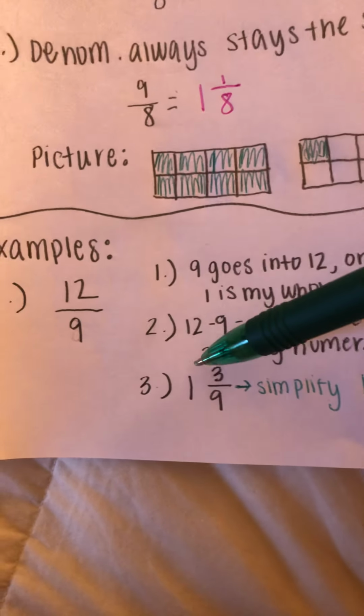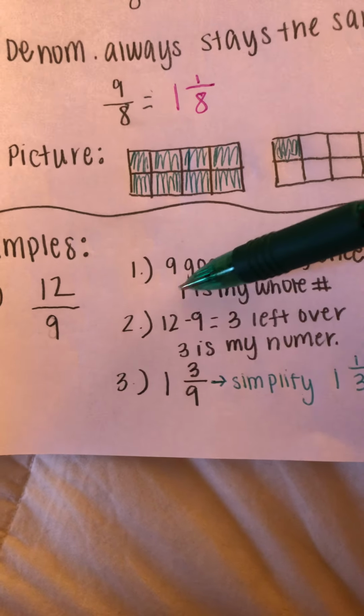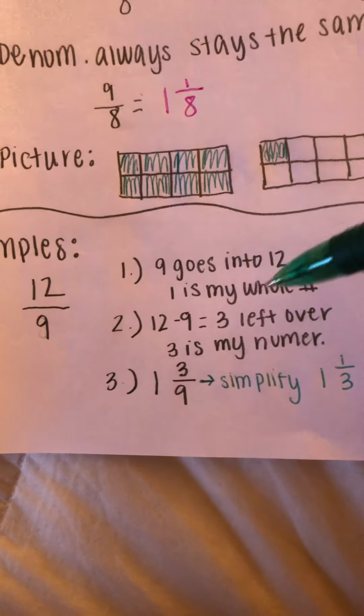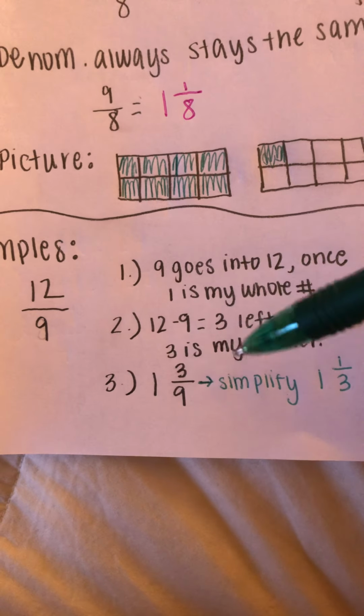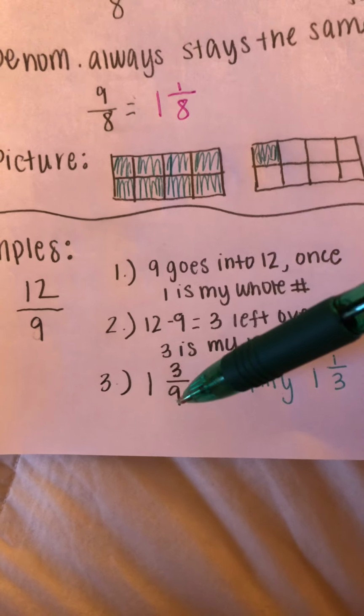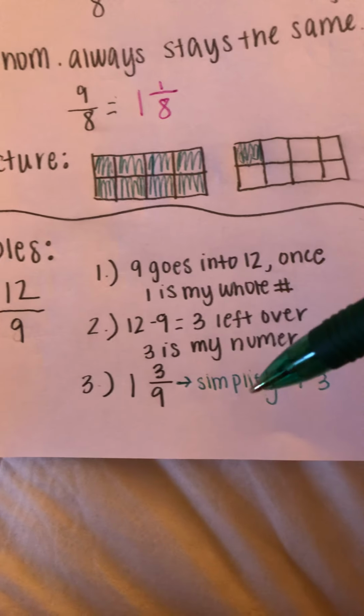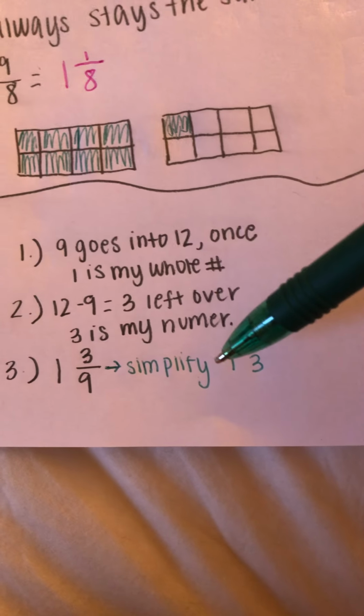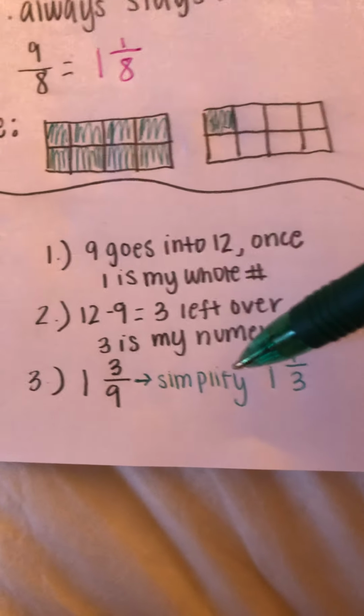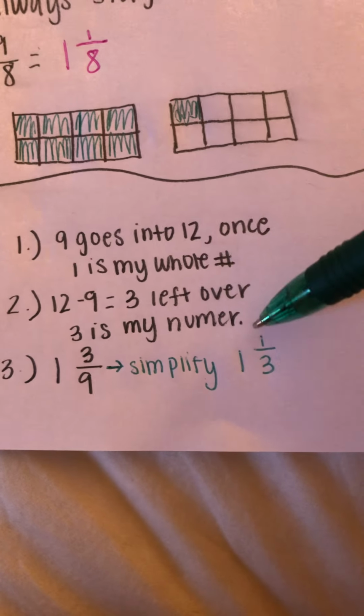And then I'm just going to rewrite it. So 1 comes from here. 1 is my whole, 3 is my numerator, and my denominator stays the same. And then here's just an extra step that you are going to learn, which is to simplify, which we're used to. I simplified it to 1 and 1/3. And then let's do one more problem.